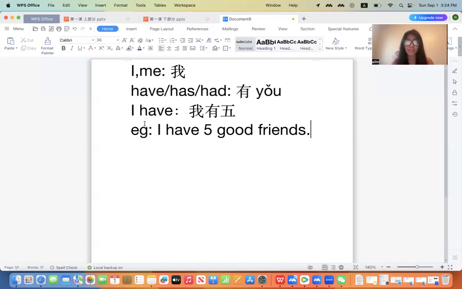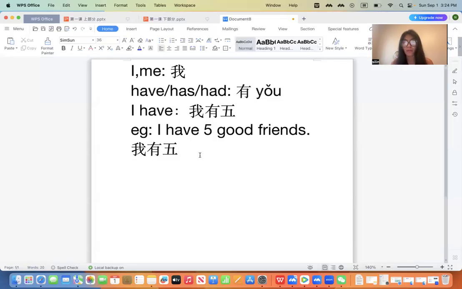So we learned how to say I is 我, have is 有. So I have will be 我有. So I'm about to type 我有. And 5, we learned 5 is 五. And how to say good friends? How to say good? Good, we learned that.